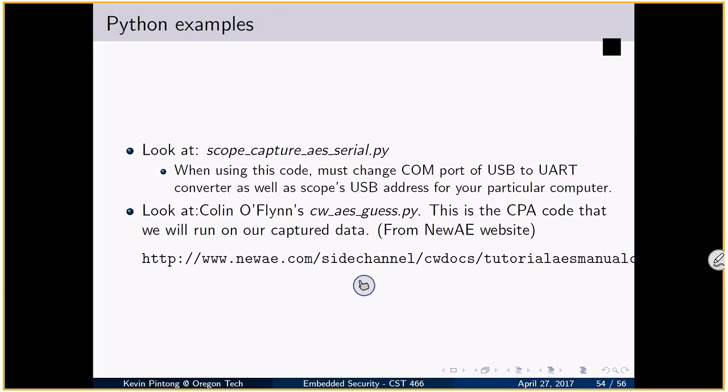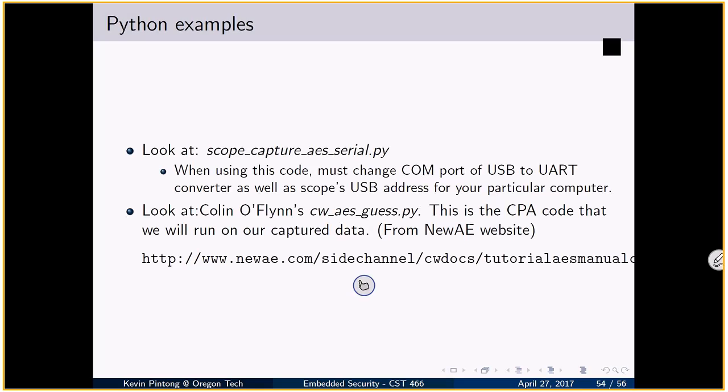Okay, so what I want you to do is take a look at scope_capture_AES_serial.py. That's a Python script that we'll be using for lab, or I don't want to call it lab because it's not a lab. It's basically your assignment. You're just going to happen to be in the lab. So when using the code, you have to change the COM port of the USB to UART converter, as well as your USB address for your particular computer's scope. NI-VISA will tell you that scope address, and you're probably used to the COM port changing by now, so you'll just put the right COM port for your USB to UART converter.